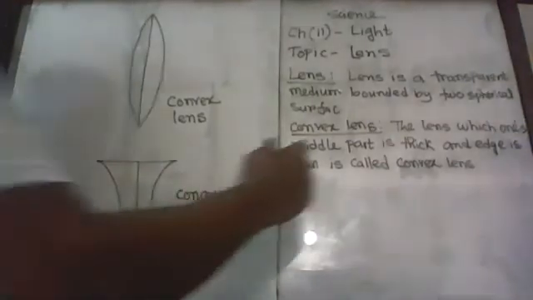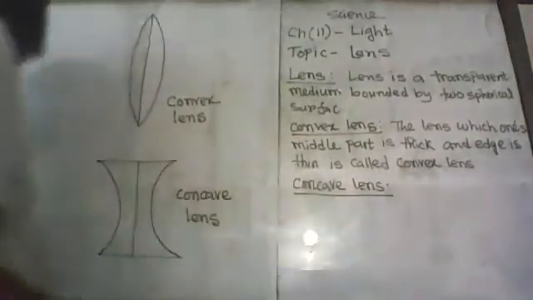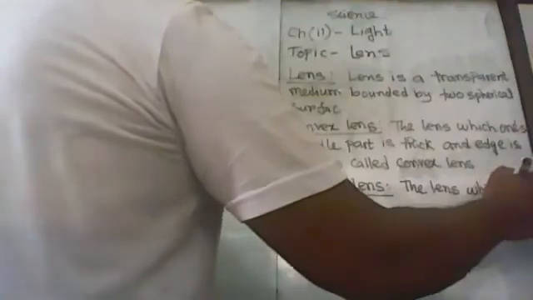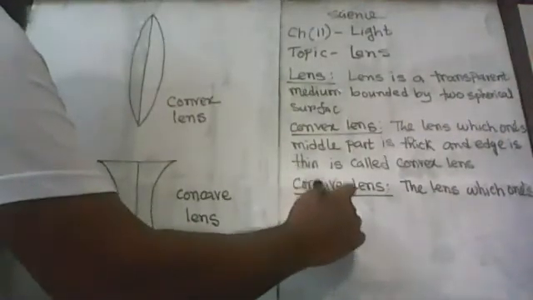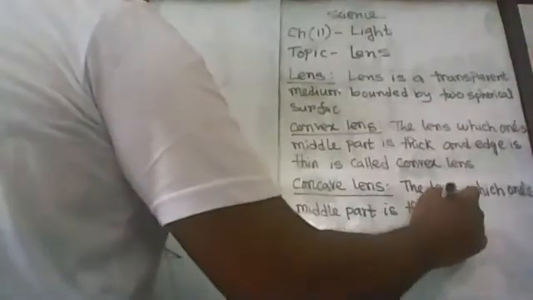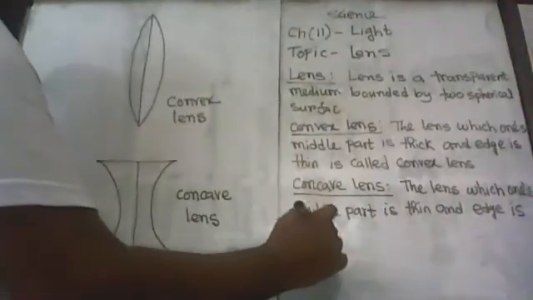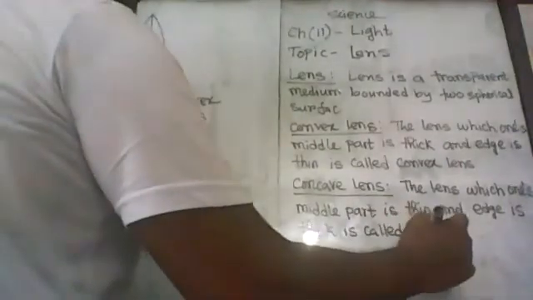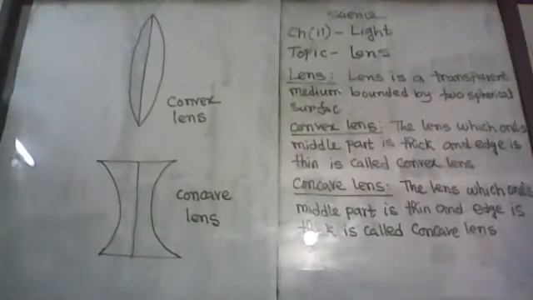So you can say that concave lens, the lens whose middle part is thin and edge is thick is called concave lens.